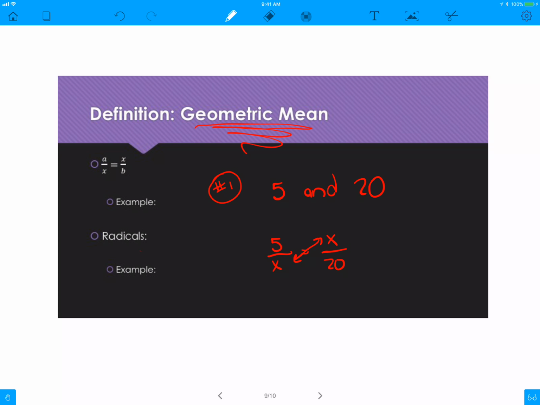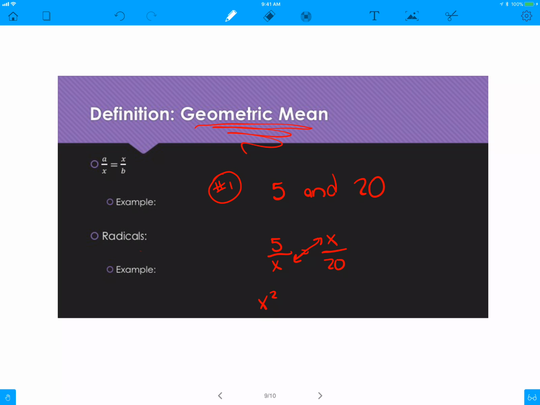So my answer will be roughly somewhere between 5 and 20. Not the perfect middle. Don't add them together and divide by 2. It's not going to be 12.5. That's what you get if you add them together. I'm talking about the geometric mean on the picture. So if you drew a triangle, it'd be the wall in between them. Okay, so how this works, you cross multiply.